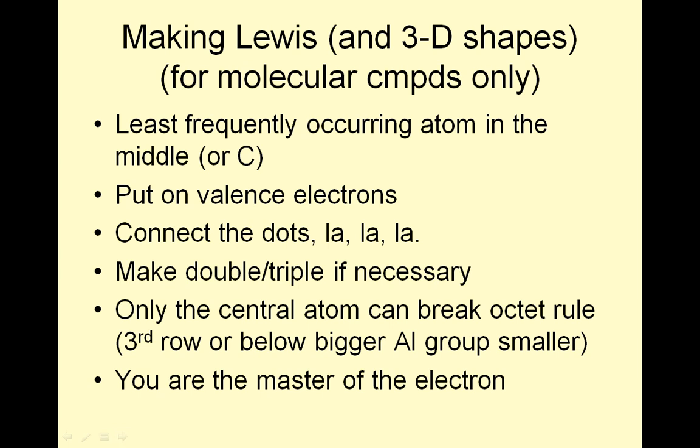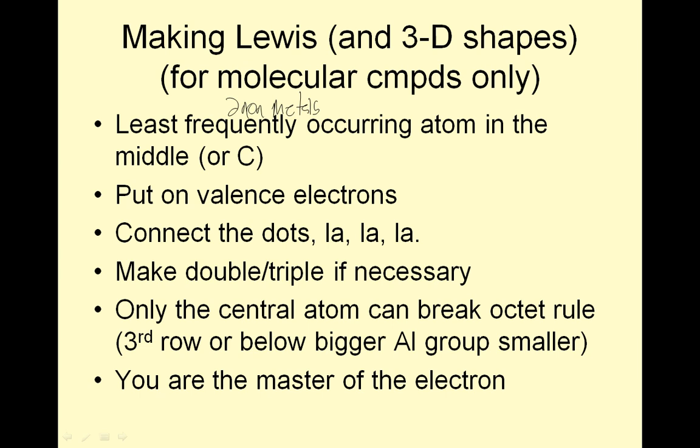So making Lewis dot structures, in 3D straight shapes, for molecular compounds only, meaning two nonmetals. The least frequently occurring atom goes in the middle, except for hydrogen. Put on valence electrons. Connect the dots. Make double or triple bonds if necessary. And only the central atom can break the octet rule.